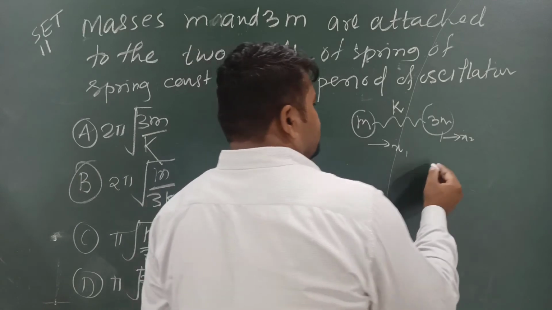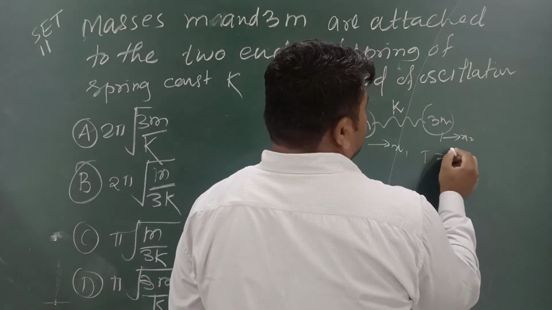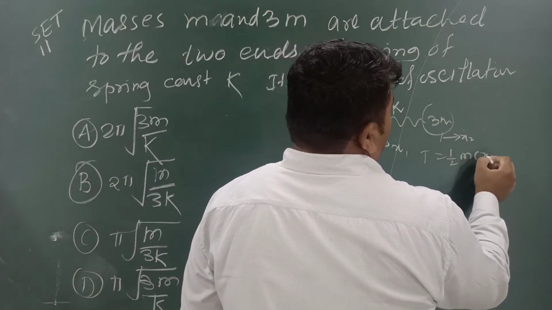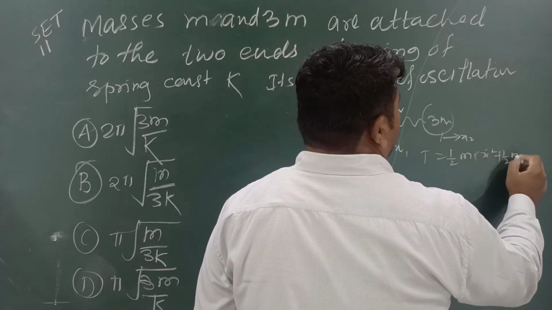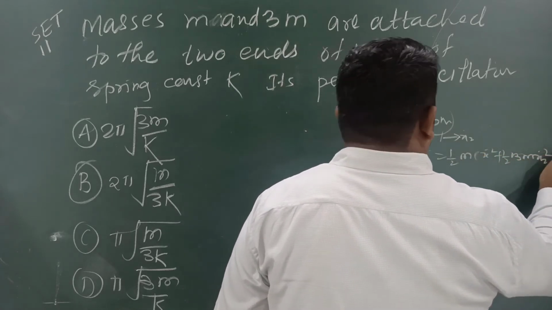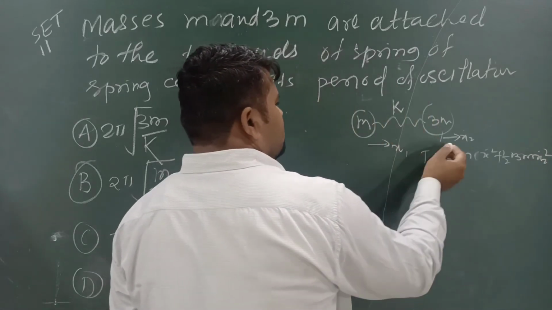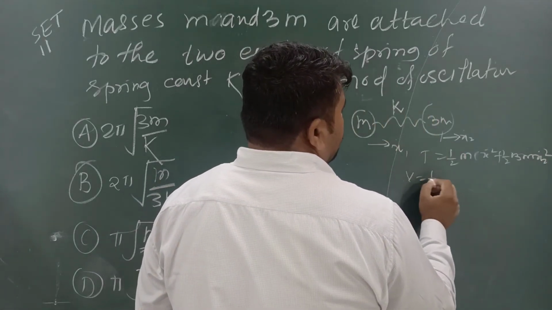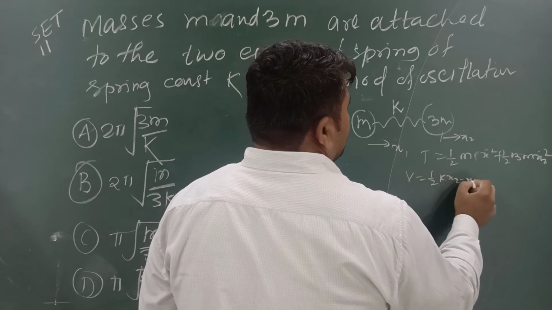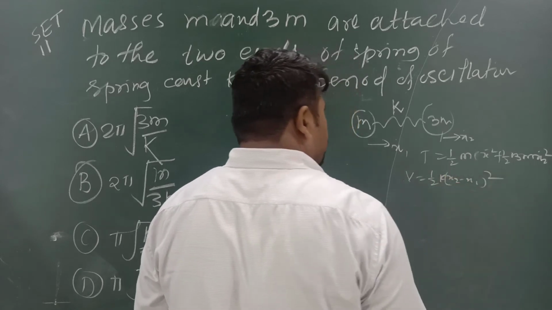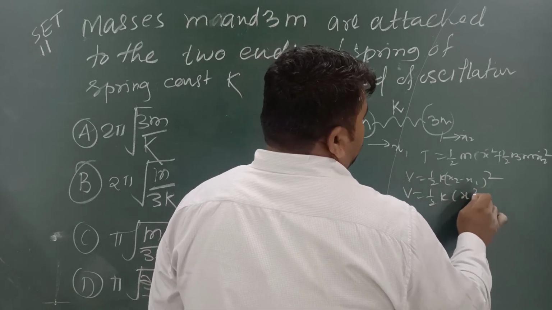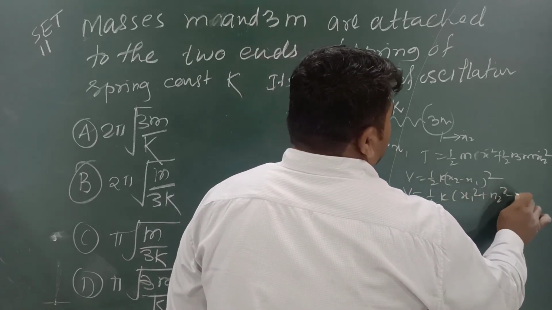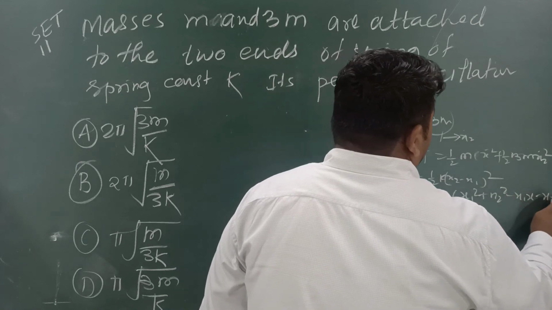Then what is the kinetic energy? T is equal to 1 by 2 m x1 dot square plus 1 by 2 3m x2 dot square. And what is the potential energy? Final minus initial distance, 1 by 2 k bracket x2 minus x1 bracket square. x2 minus x1 bracket square means simply 1 by 2 k x1 square plus x2 square minus x1 x2 minus x2 x1.